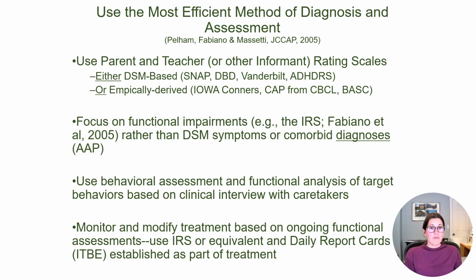We then want to focus on functional impairments rather than only DSM symptoms or diagnoses. One example of a type of tool that can help us to measure functional impairment is the Impairment Rating Scale. And again, I have this linked to you in your Canvas shell, so you're able to access it and score it for free.